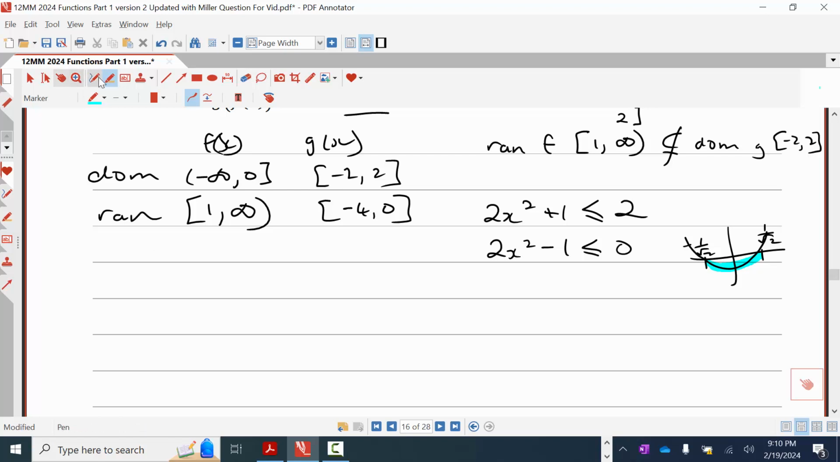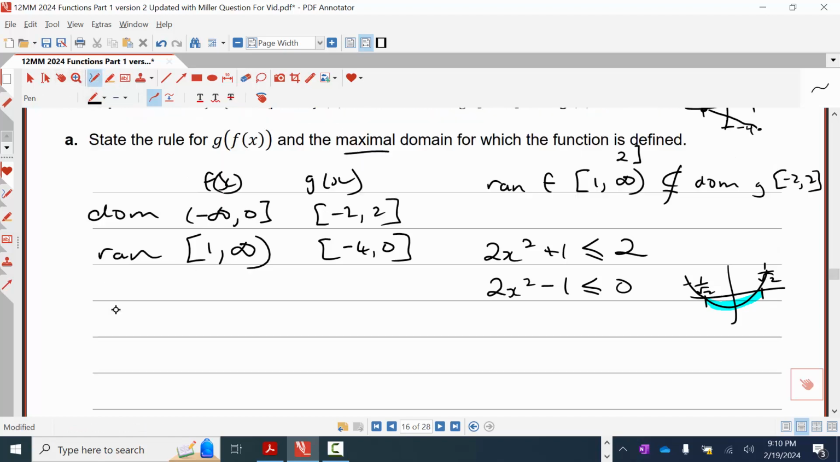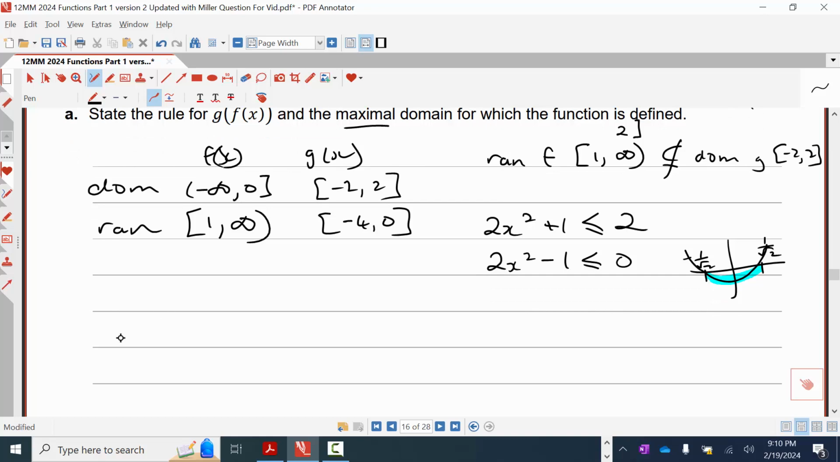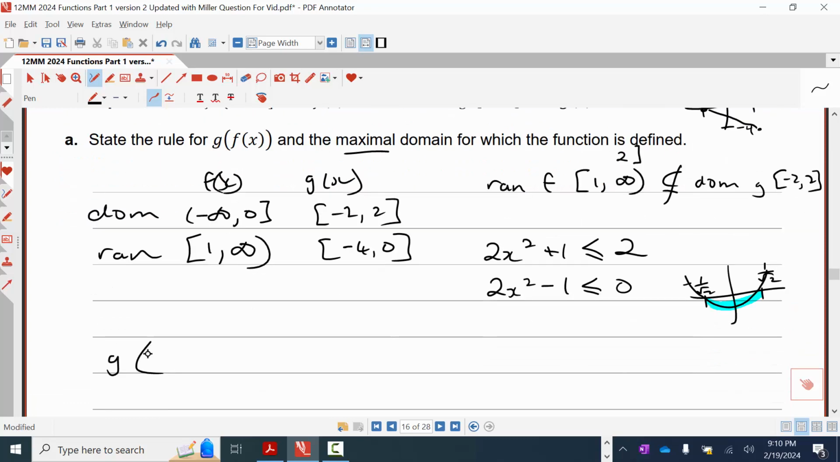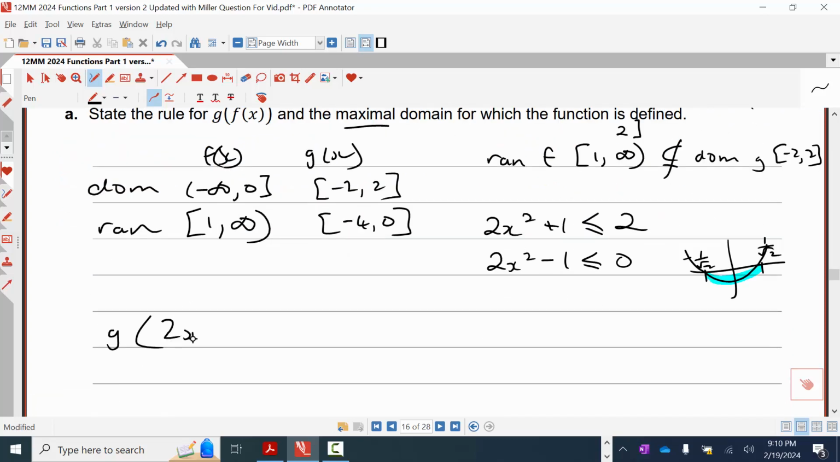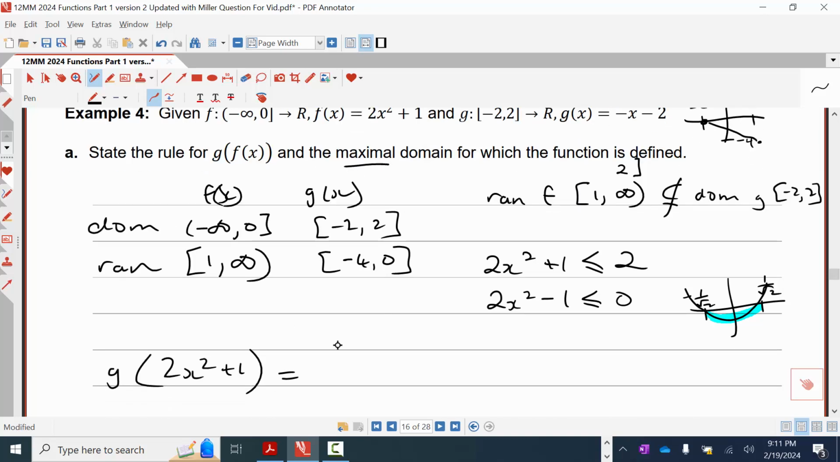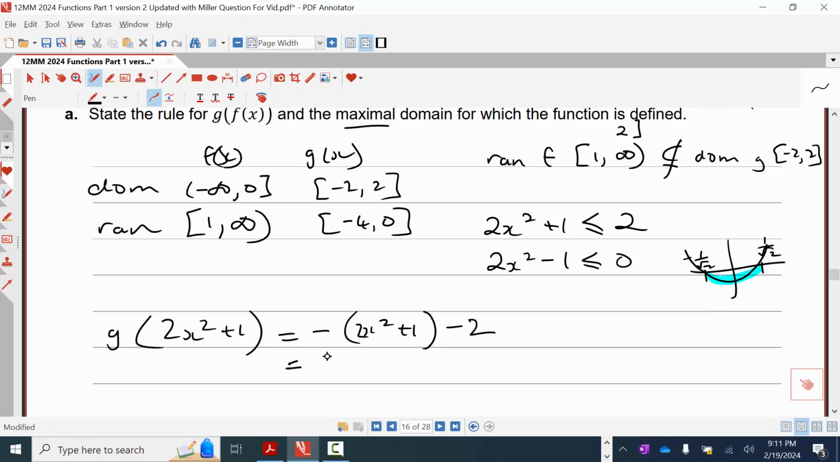Okay, so let's form the composition. So we're going to say that g of f of x, now f of x is the parabola 2x squared plus 1, equals negative 2x squared plus 1, take 2. Now we're probably going to clean that up a little bit. Negative 2x squared, take 1, take 2 is take 3. So there's our composite function.